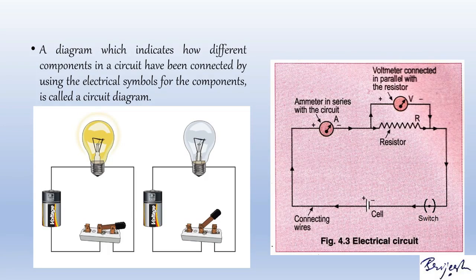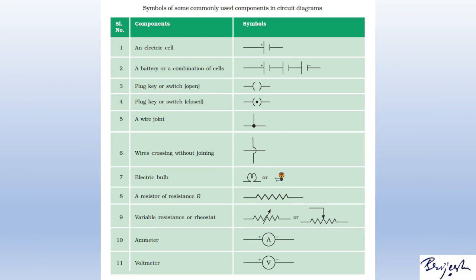Some symbols of some commonly used components in circuit diagrams are shown below. Kindly learn all the symbols, all the 11 symbols which are mentioned here, like electric cell, a battery or combination of batteries, plug key or switch, a wire joint, and similarly all ammeters, voltmeters.